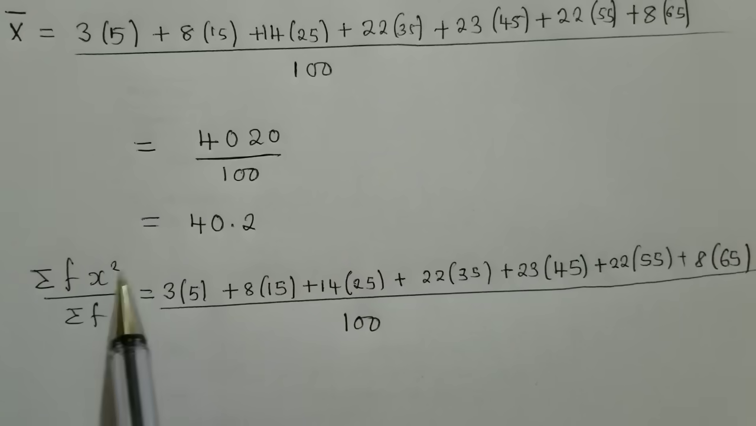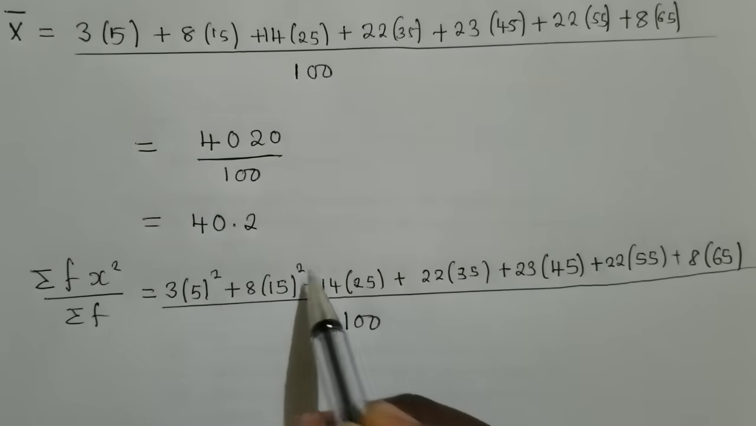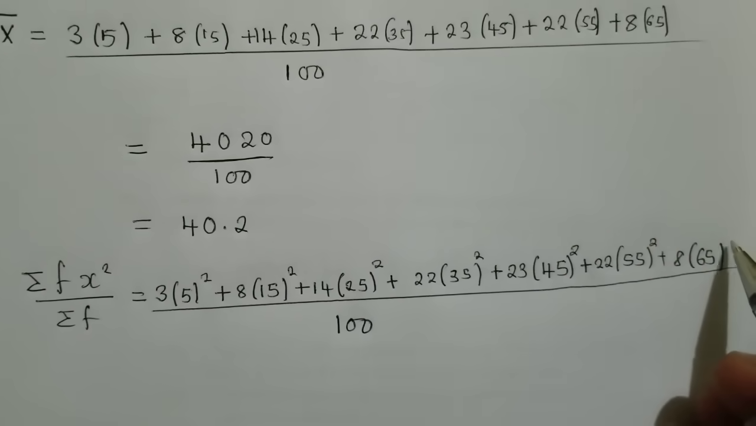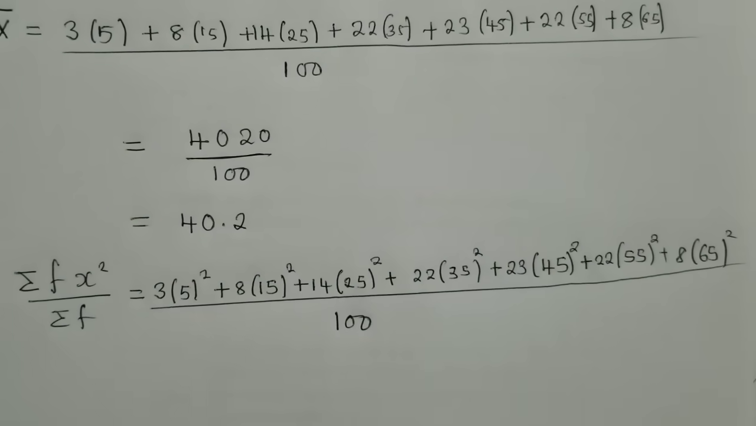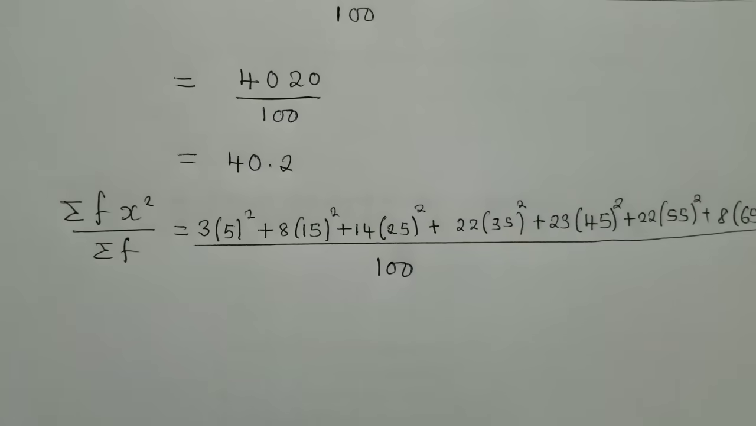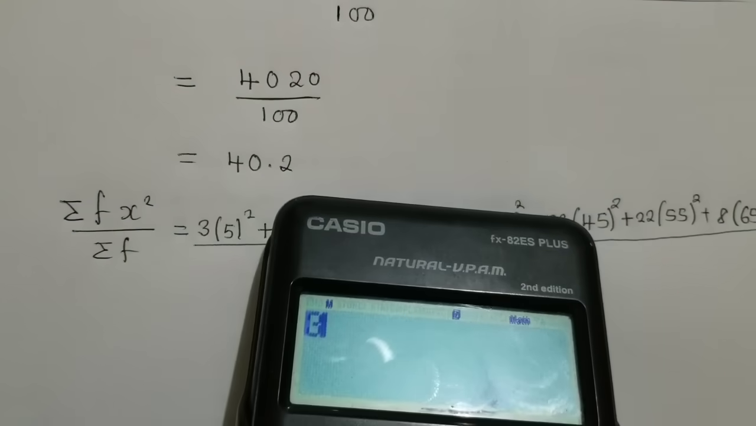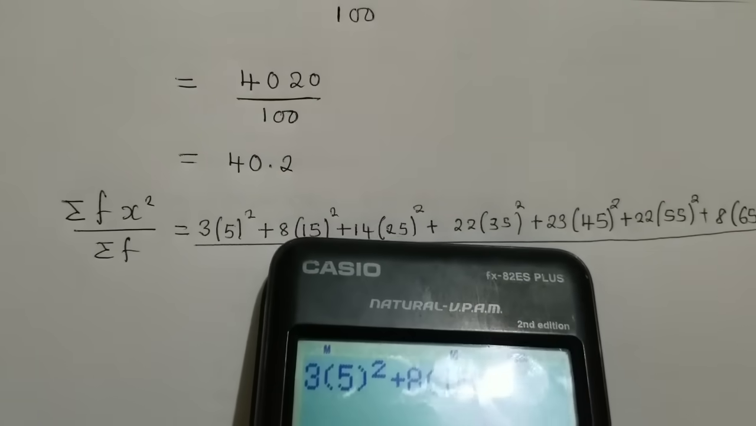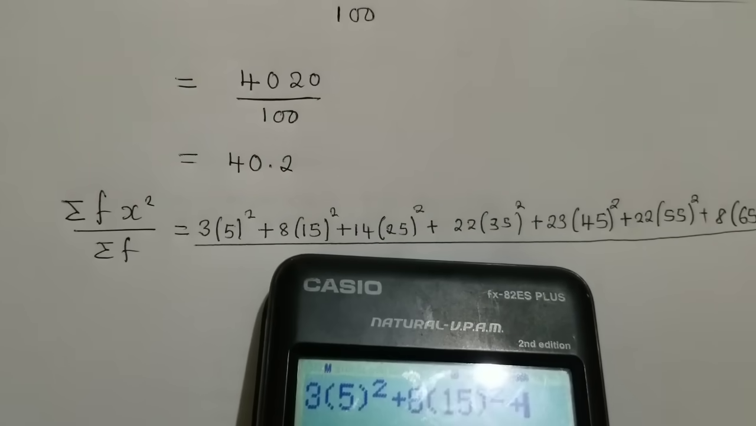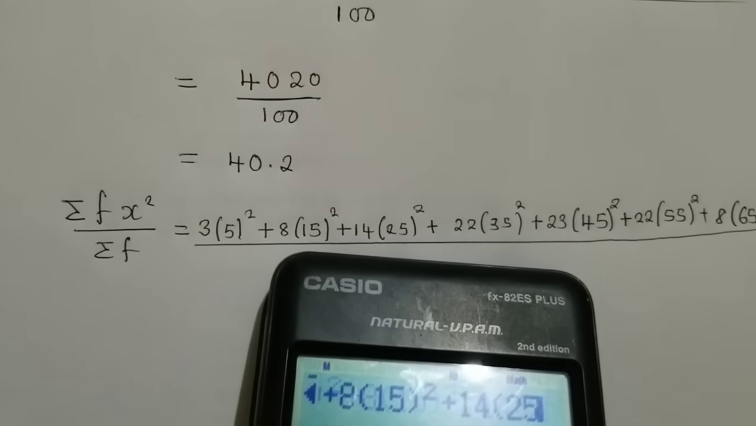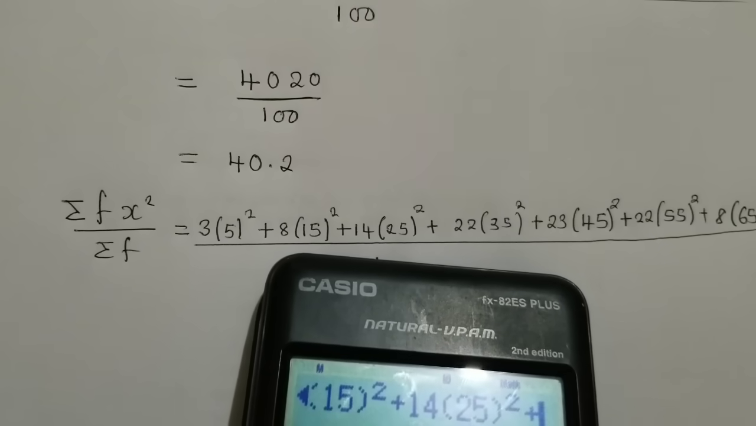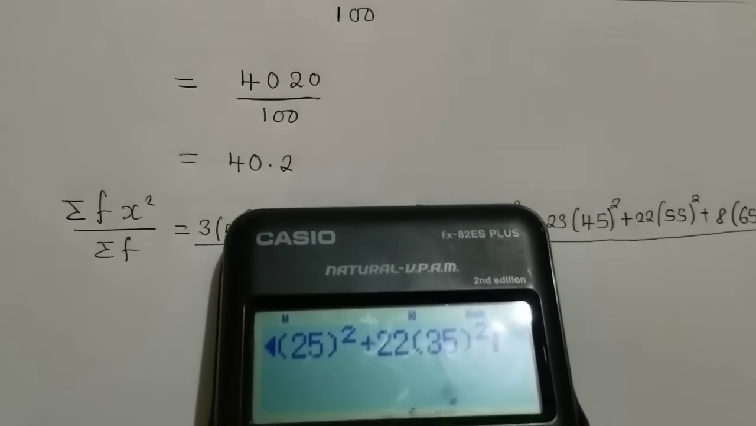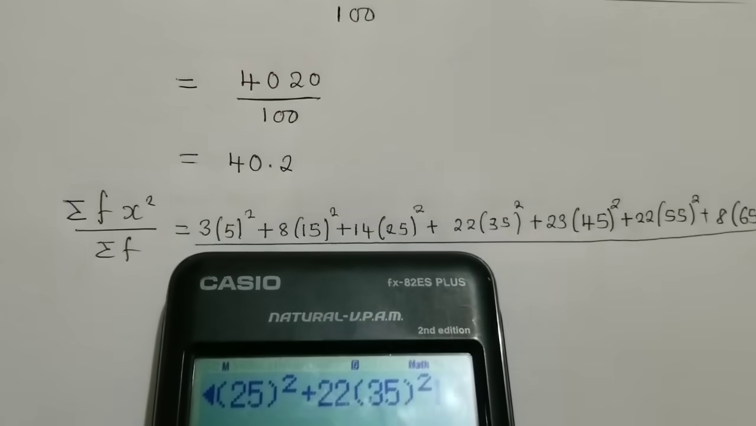So now where are we supposed to put this power 2? Right here on top of the brackets, or inside. You can see everywhere, you put a power 2. So once you put that power 2, you get your calculator as usual. So you say 3, open, 5, close, power 2 there, plus 8, 15 there, power 2. Don't forget a power 2, plus 14, open, 25, power 2, plus 22, open, 35, power 2 there. You can see a power 2 is coming right here, the way it looks, okay?